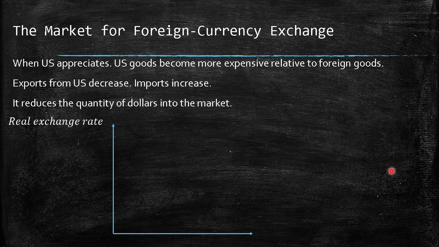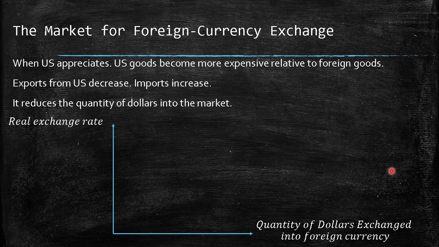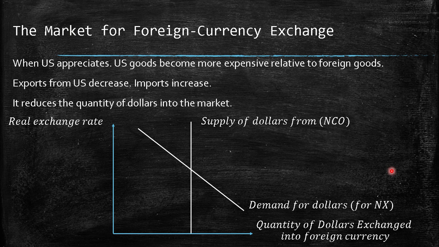We have the y-axis, the real exchange rate. We have the x-axis, the quantity of dollars exchanged into foreign currency. Basically we have here the supply, which is completely inelastic. We're going to see why. And then we have the demand for dollars, which comes from the net exports, right? So this is the situation for this specific market. So this should be the equilibrium.